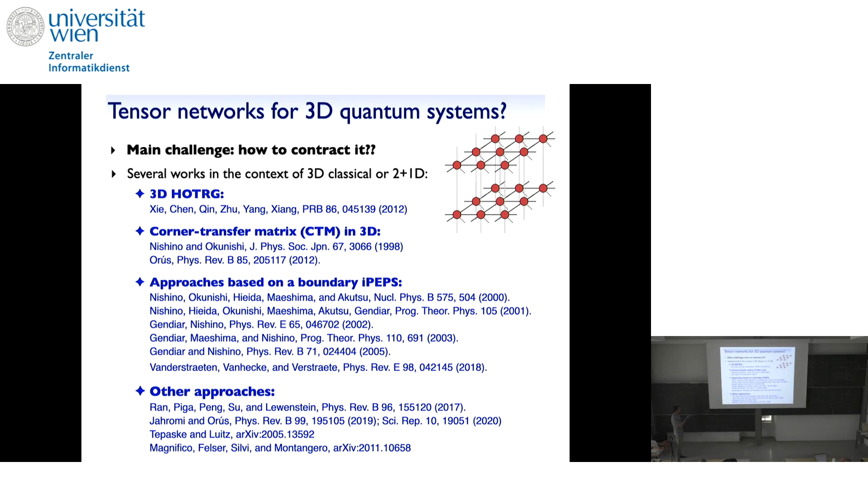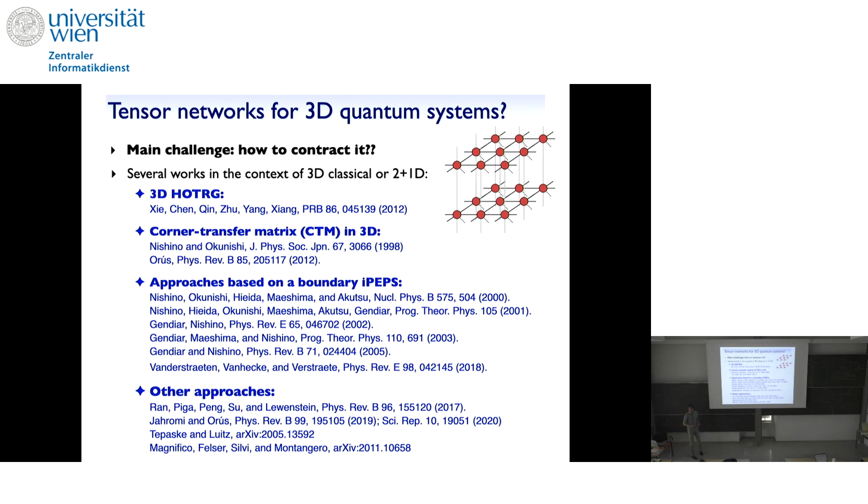For example, we have higher order TRG in 3D that was introduced in this paper here. There are generalizations of the corner transfer matrix method to 3D. There are several approaches based on the boundary iPEPS, where you start from some initial guess for a boundary iPEPS, and then you start applying PEPO layers to this iPEPS boundary until you reach convergence. There are several works here, and there are also some other types of approaches.